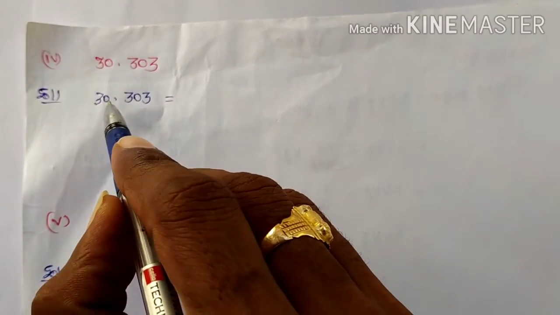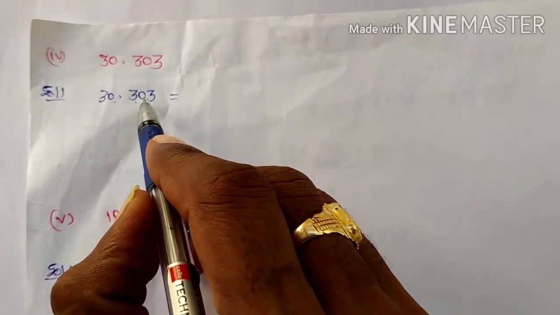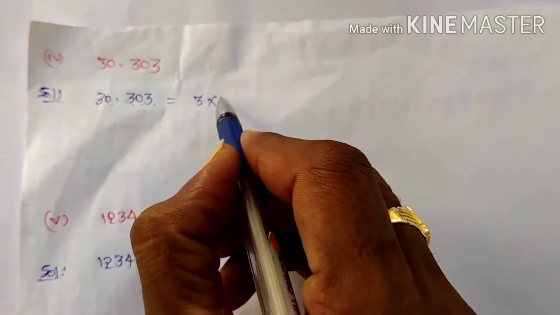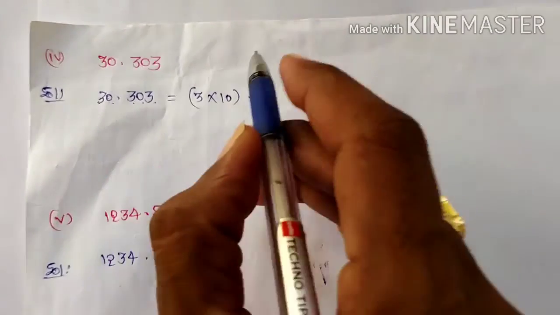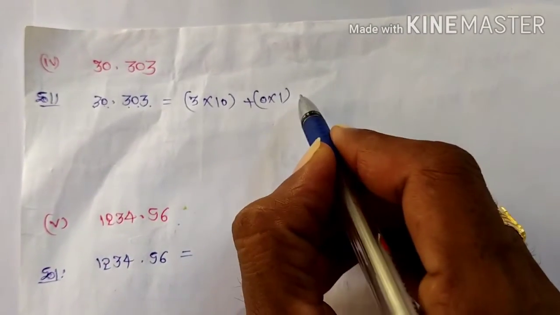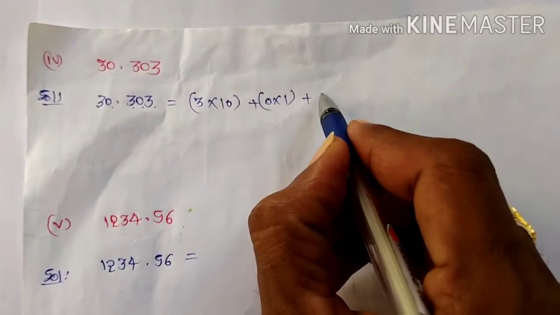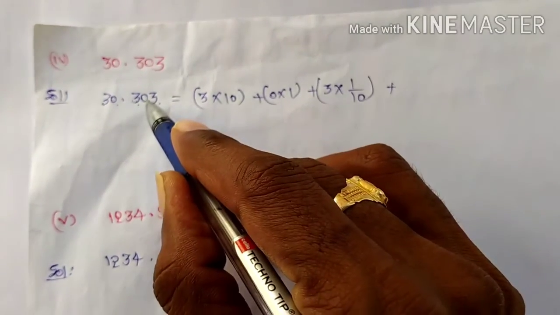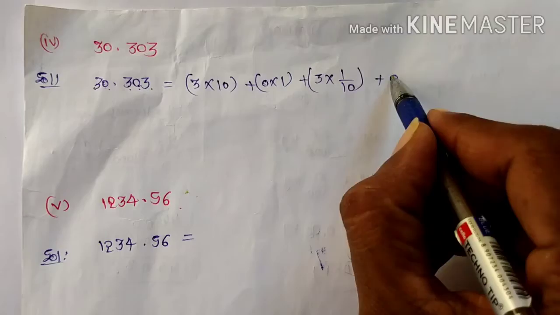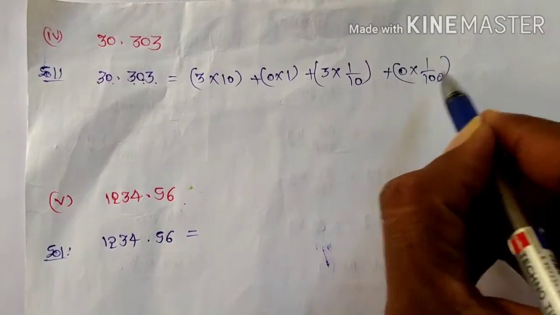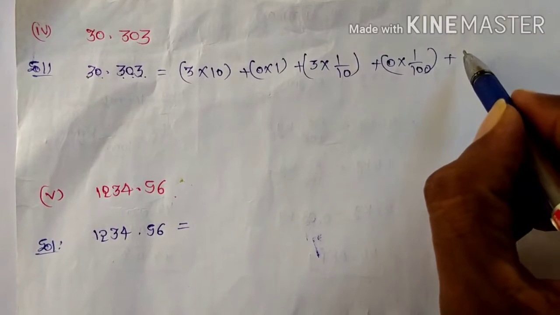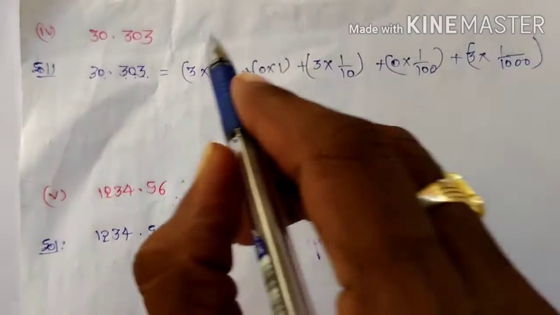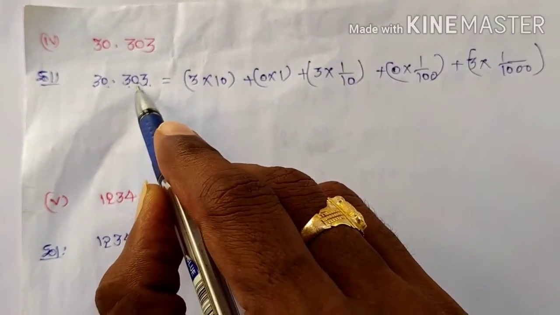Now you can see here the expanded form of one more question, 30.303. 3 is at tens place, then units place, tenth place, hundredth place, thousandth place. So that I am writing here 3 into 10 plus 0 into 1 only, plus 3 into tenth place, that means you can divide with 10 only, 3 into 1 by 10, plus 0 into 1 by 100. Yes or no? 0 into 1 by 100 plus here 3 into 1 by 1000. Why? Because it is thousandth place: tenth, hundredth, thousandth place.